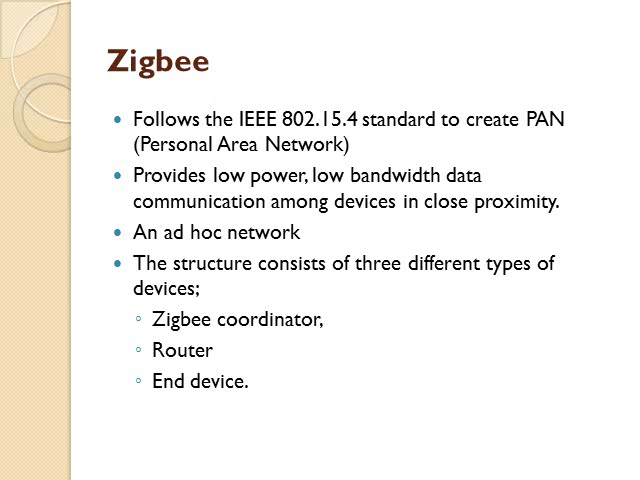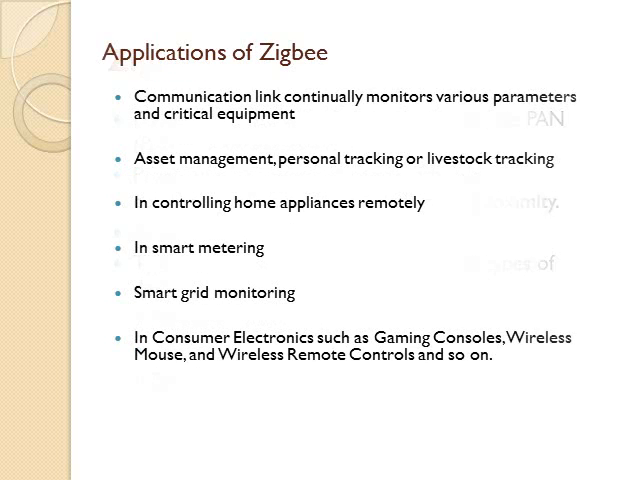And the structure of ZigBee consists of three different types of devices: ZigBee coordinator, router and end devices. ZigBee provides the communication link, continues to monitor various parameters in critical equipments, and also in asset management, personal tracking and livestock tracking, and also used in controlling home appliances remotely.